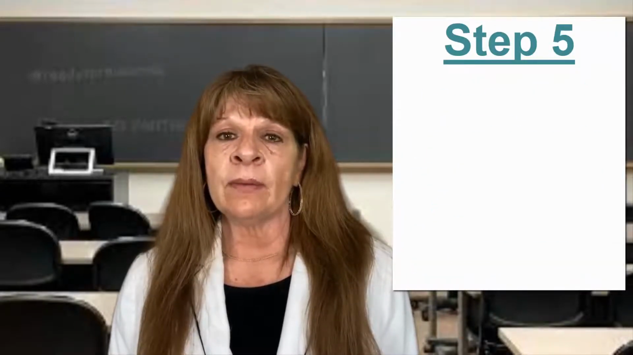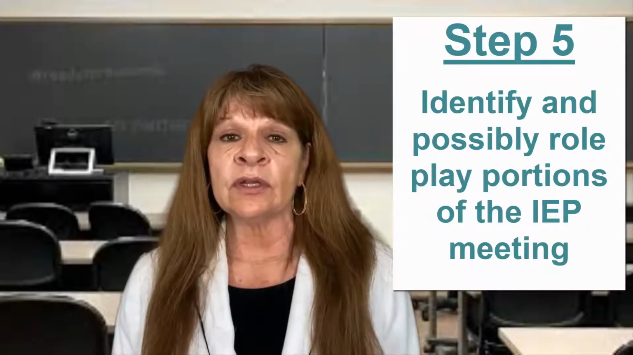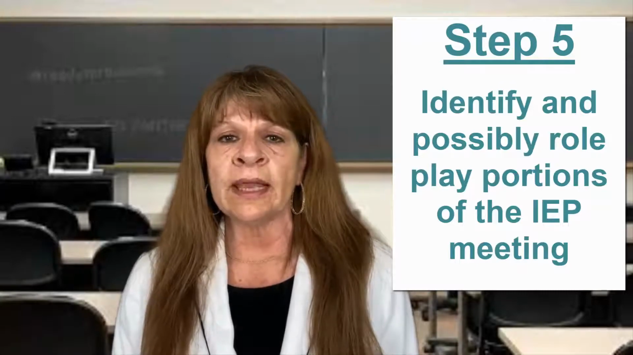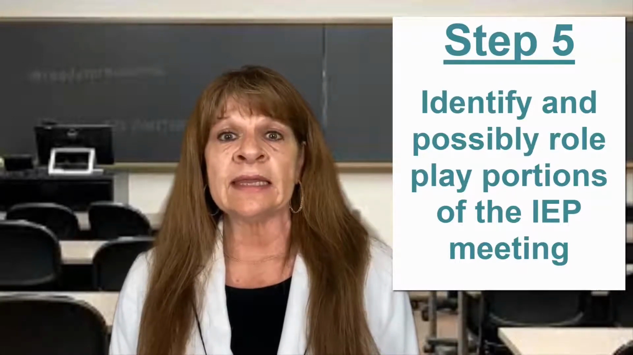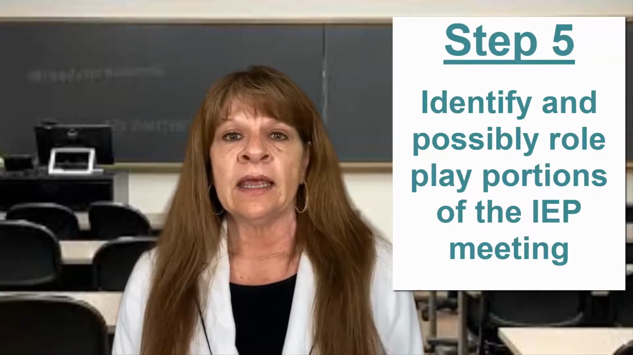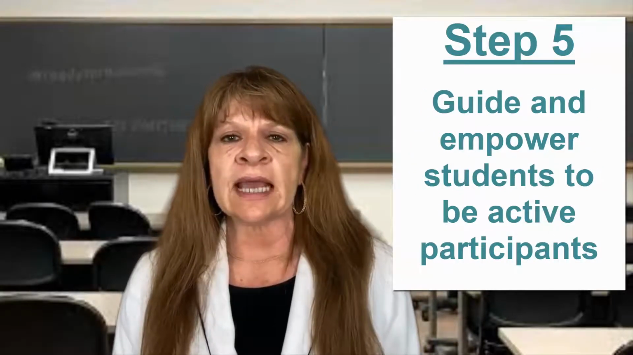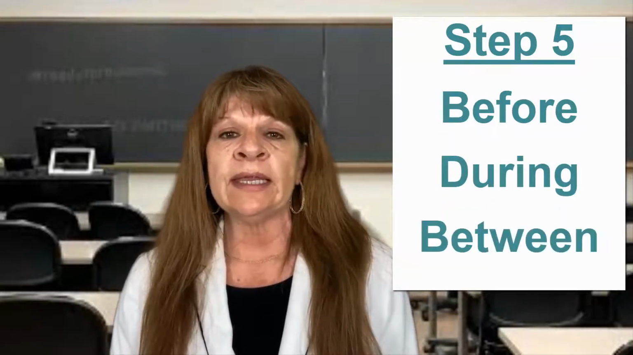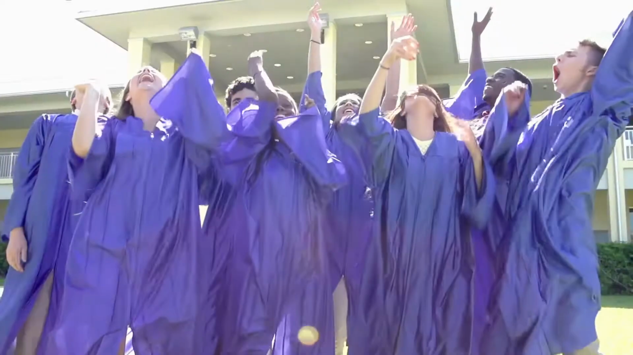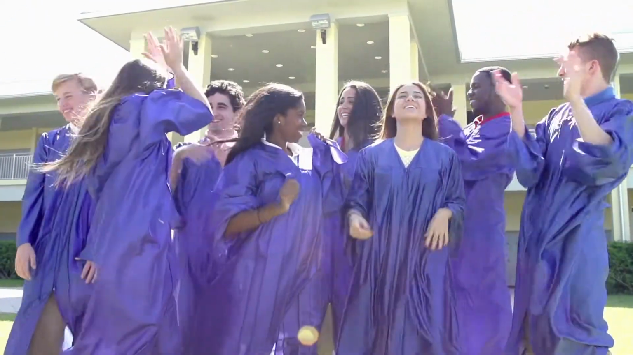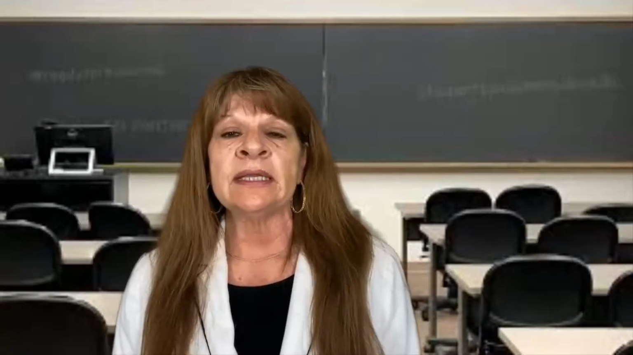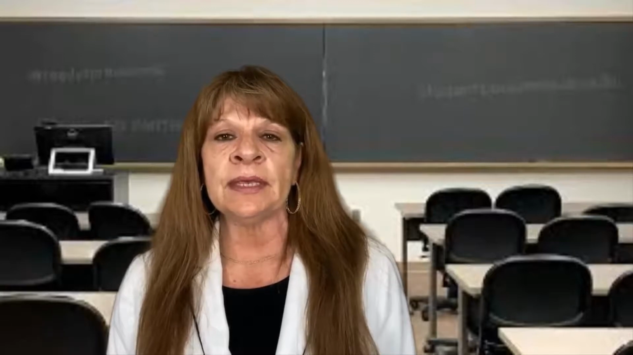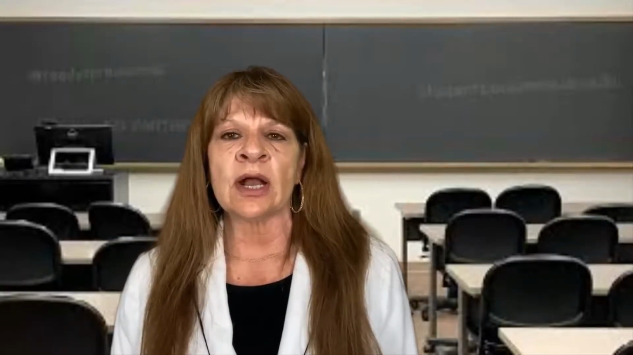And step 5, based on the student's abilities and amount of time available with the student, identify and possibly role play portions of the IEP meeting that they can lead and or interact in. The ultimate goal is to guide the student and empower them to be active participants before, during, and between IEP meetings so that they can learn how to take ownership of their transition to adult life. Implementing all or some of these suggestions will help students understand their IEP and take ownership in their transition process.